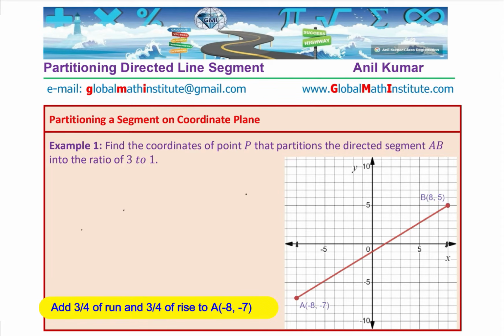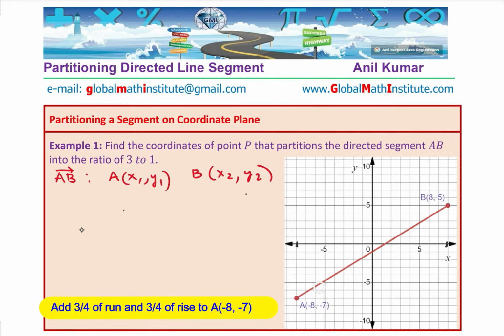Example 1 here is, find the coordinates of point P that partitions the directed segment AB into the ratio of 3:1. So the direction is from A to P. So we are going to add all the values to coordinates of A, right? So coordinate point A will be called x1, y1, and B is going to be x2, y2.